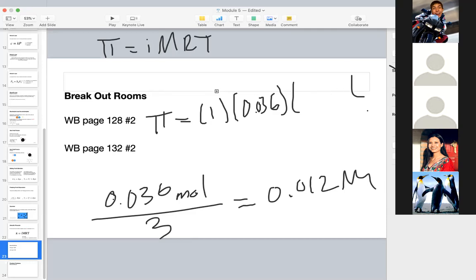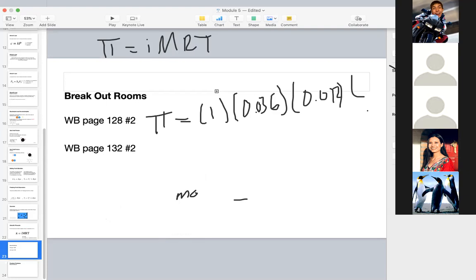I'm sure you guys know, but I just woke up. I'm just kidding. So 0.012 will be our molarity. I'm just kidding. I did this all on purpose so you guys could catch my mistakes.